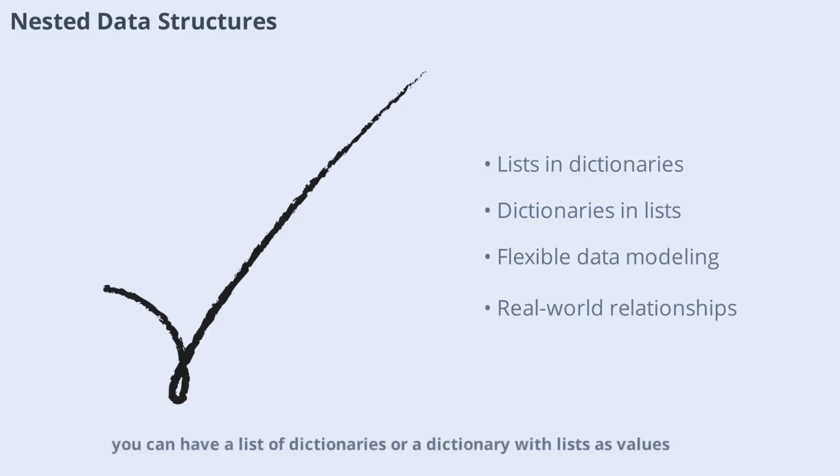For example, you can have a list of dictionaries or a dictionary with lists as values. This is especially useful for representing structured data, like a database of users where each user has multiple attributes. Nested structures help you organize information in a way that mirrors real-world relationships.